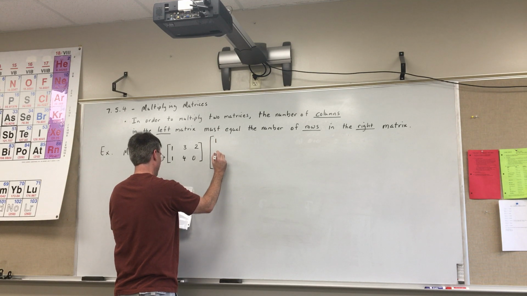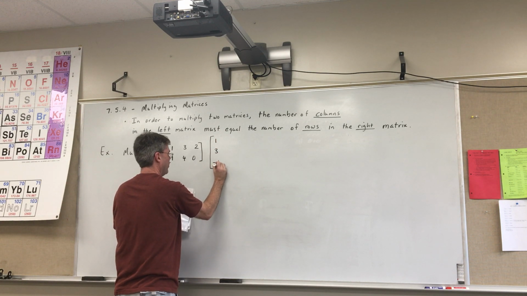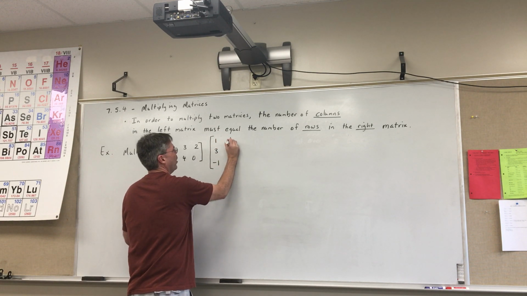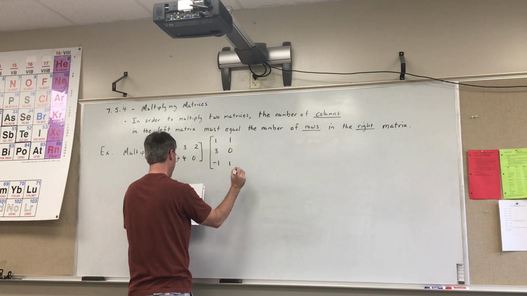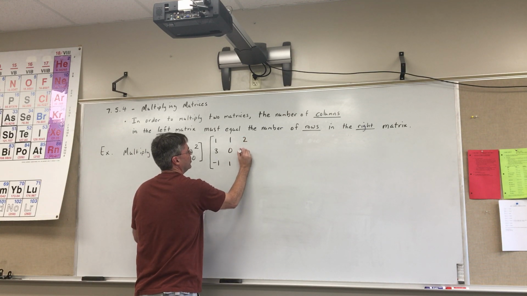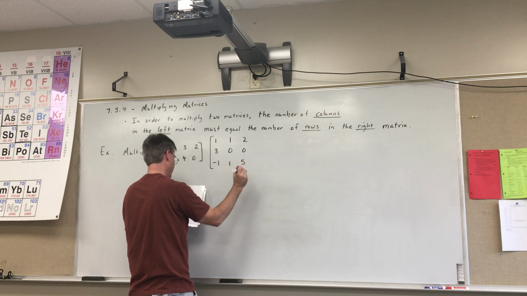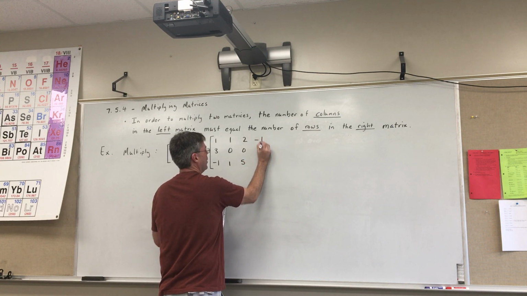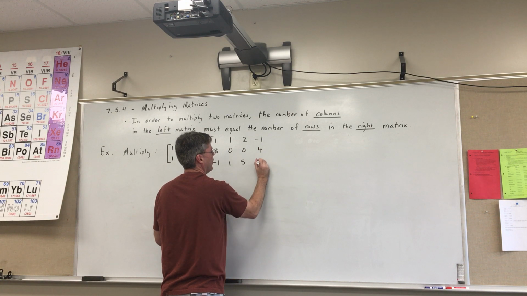1, I'm going to go vertical this time. 3, negative 1. 1, 0, 1. 2, 0, 5. Negative 1, 4, 1.